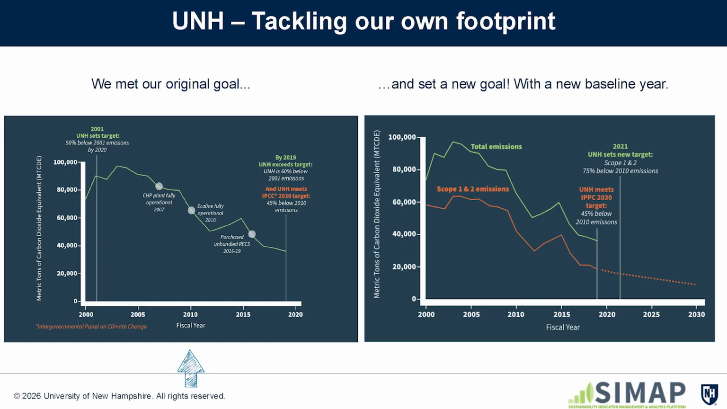I have a hard time seeing, so we'll share these slides and you can blow it up if need be. But the point of these slides is that we set a goal from a 2001 baseline to cut our emissions in half by 2020. We managed to do that through a variety of measures.